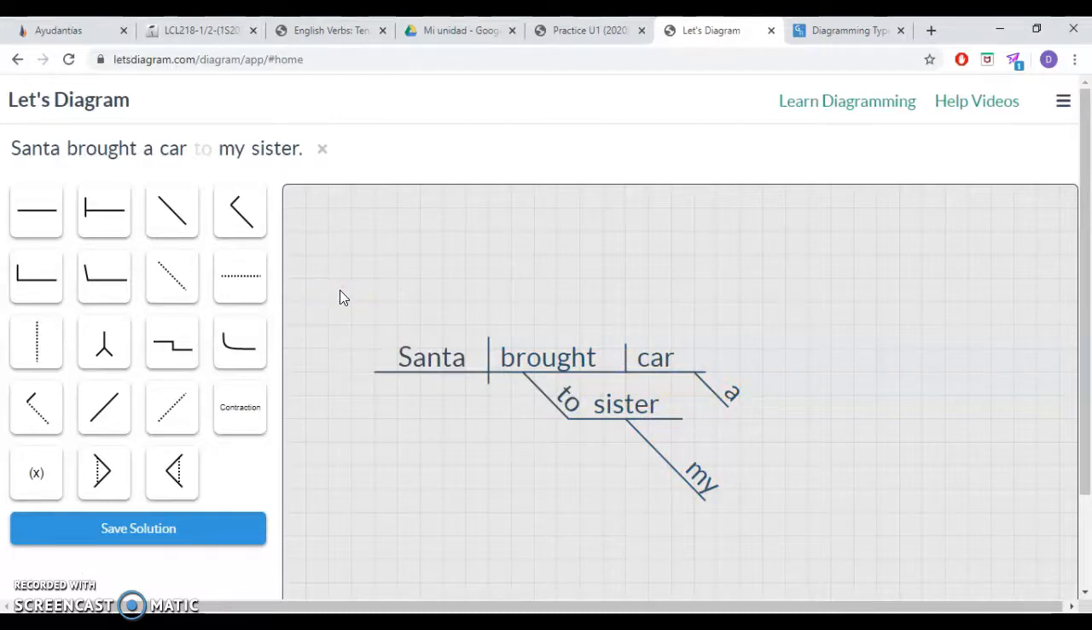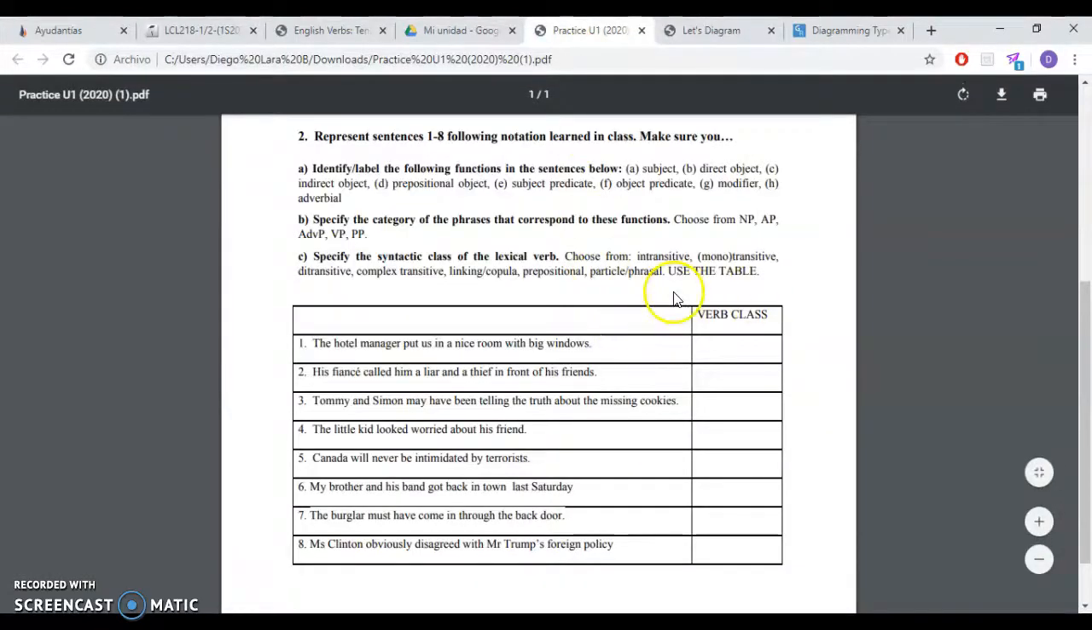So those three are going to be the content for this video. I'm going to do linking verbs and complex transitive verbs, prepositional and phrasal in the next one.